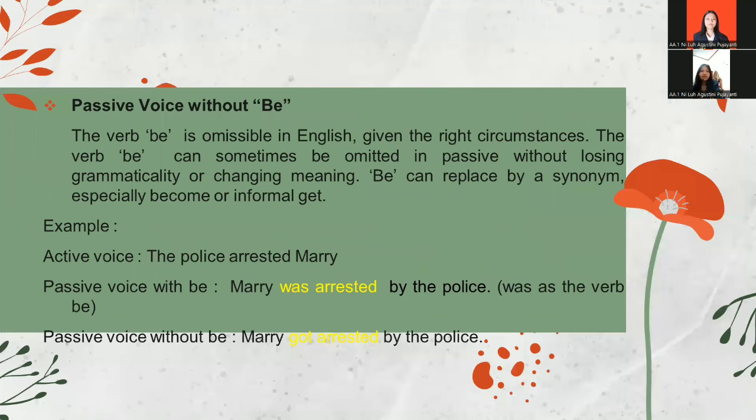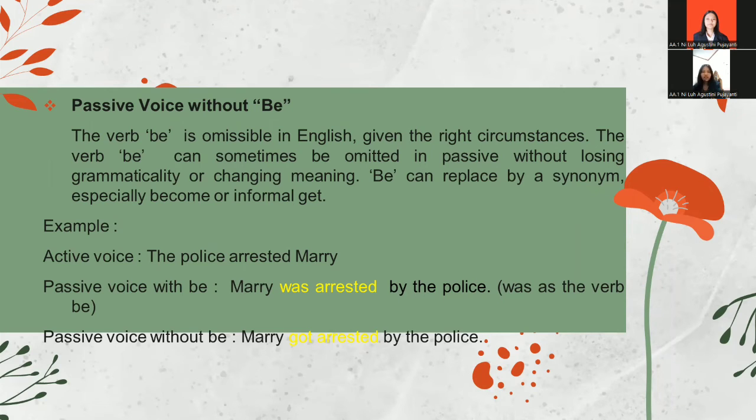And then passive voice without be. The verb be is omissible in English given the right circumstances. The verb be can sometimes be omitted in passive without losing grammaticality or changing the meaning. In some cases, be can be replaced by a synonym, especially become or informal get.